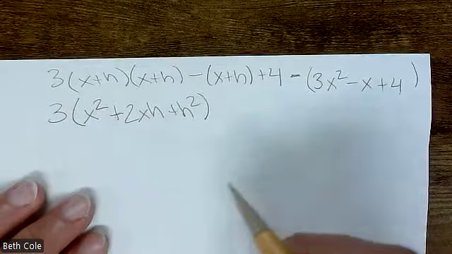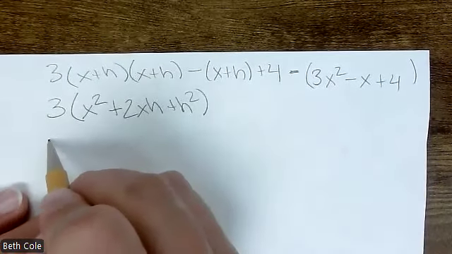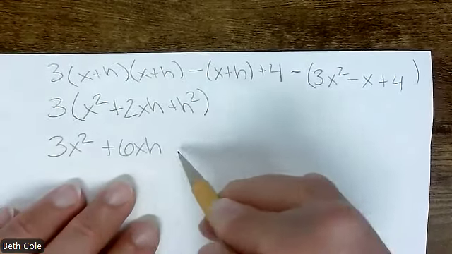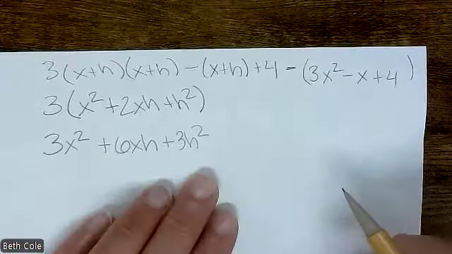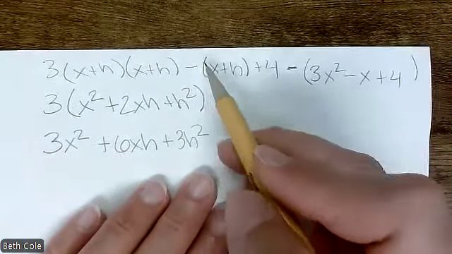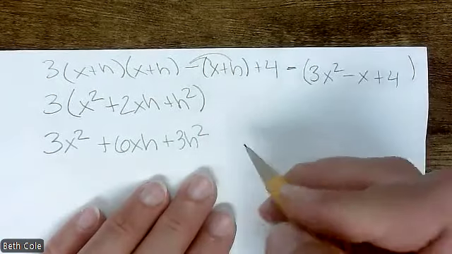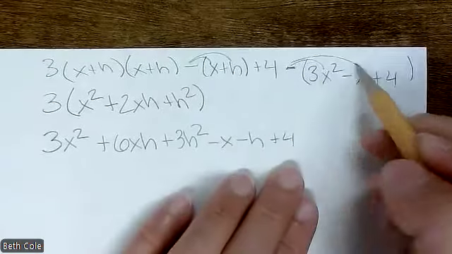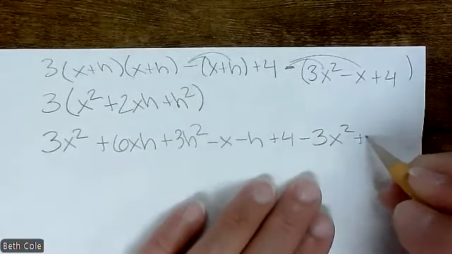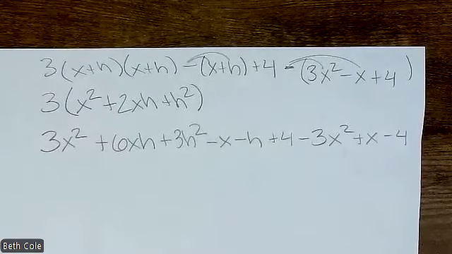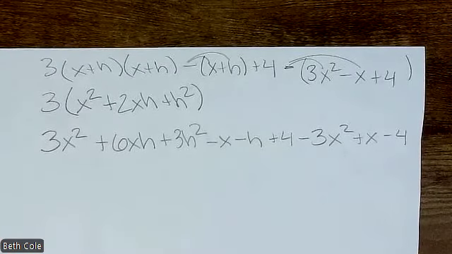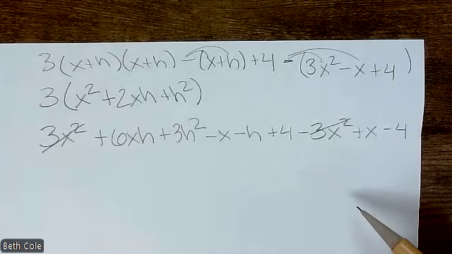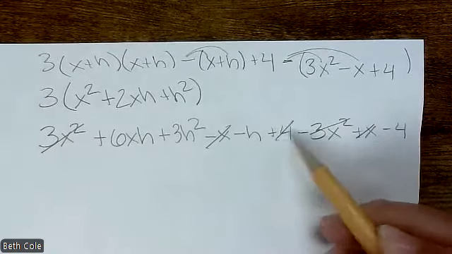Hold on, I'm going to try and save you some writing. Don't write the rest of that. Just go ahead and distribute the 3. That'll be 3x squared plus what? 6xh plus 3h squared. Cool. Now let's go ahead and finish the rest of the line. What do you get for this part? Yep, minus x minus h plus 4, and then x minus 4. Good, perfect. Call them as you see them. 3x squareds are gone. X's are gone, good. 4's are gone.